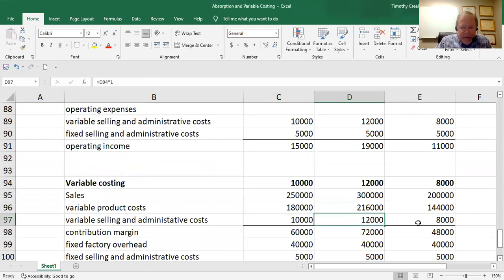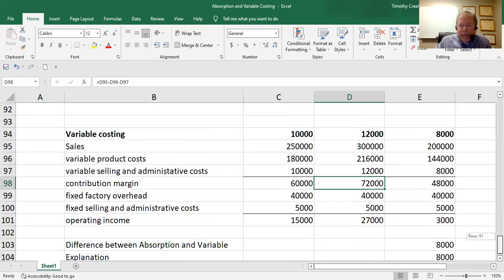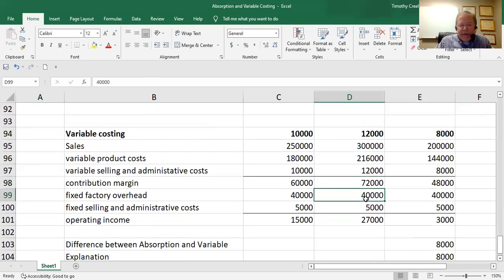Variable selling and administrative costs would also be deducted here, which would be the number of units sold times the rate, which is $1 per unit. And we would come back to total contribution margin of 72,000. We would again back out the 40,000 for fixed factory overhead, which was given to us, and the 5,000 for fixed selling and administrative cost, and we would have operating income of 27,000.